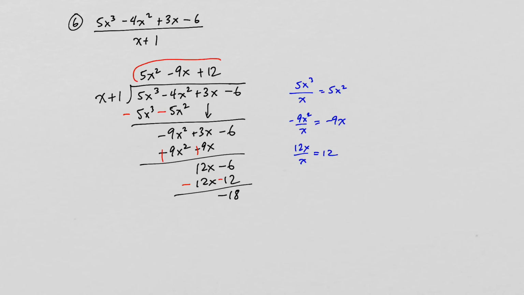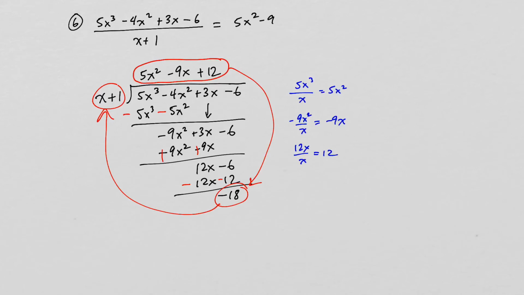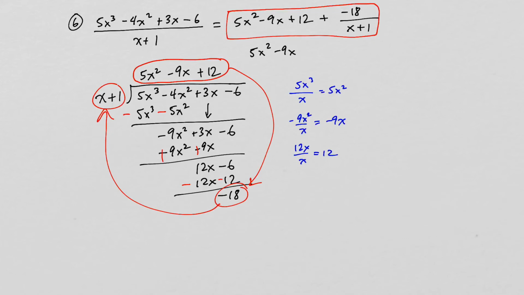So our answer is the quotient here plus the remainder here over the divisor here. Now, it's not good enough to just write your answer like this. You need to come back up here and say this is equal to 5x squared minus 9x plus 12 plus negative 18 over x plus 1. And as we said before, another way to write this answer, which is just a little bit cleaner, is instead of putting plus negative 18, you could just put minus and then 18 over x plus 1. So both of these are correct.